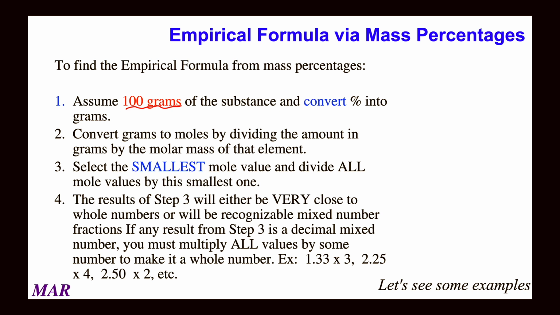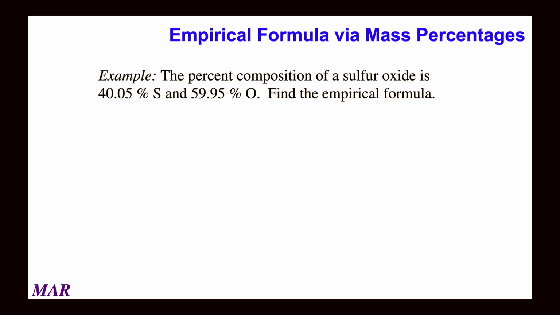Now, if you end up with a fraction like 1.33 or 2.5, you might have to multiply this step by 2 or 3 or something to make it whole. But the goal, at the end of step 4, is to find the empirical formula, which is a small whole number ratio of atoms. Let's see some examples, because I know this is a little weird to talk about. Here's a problem.